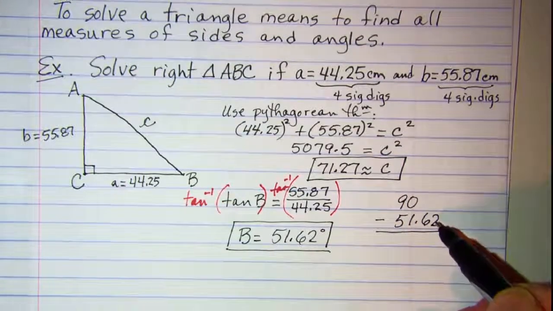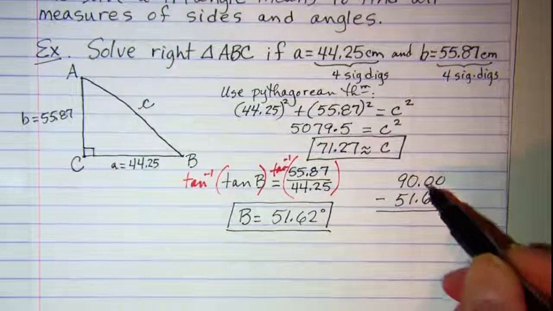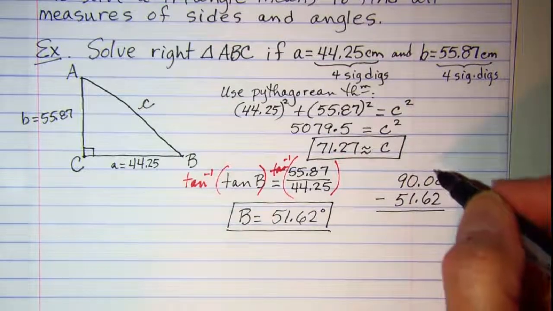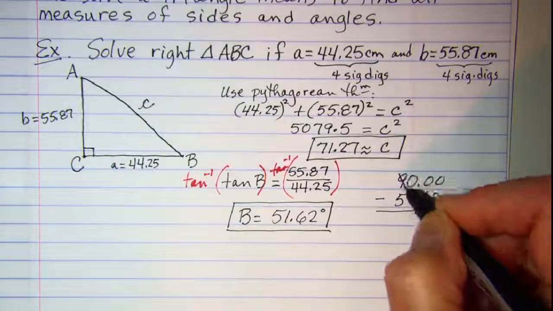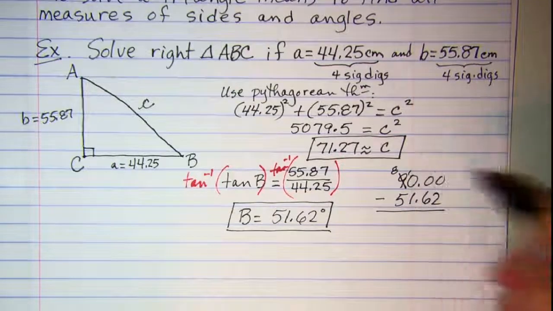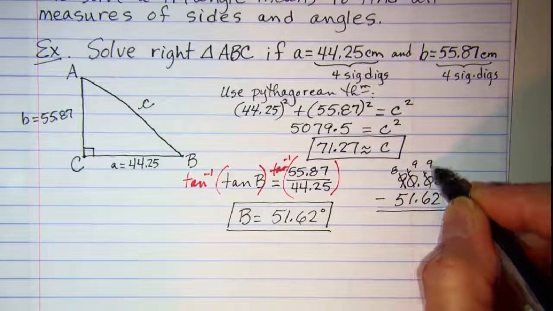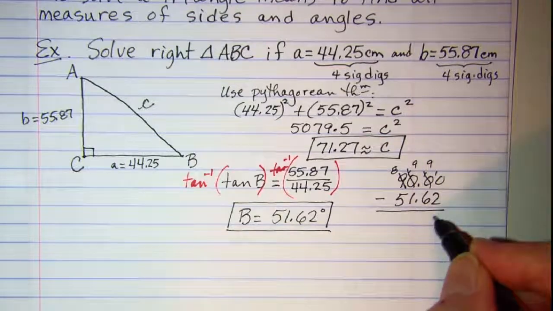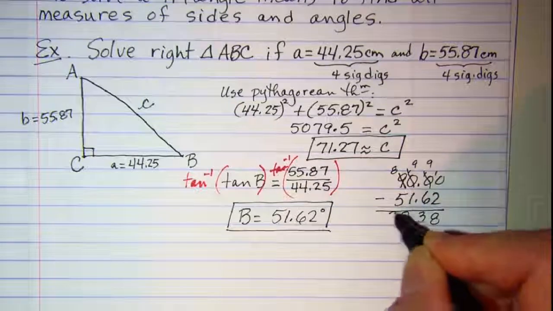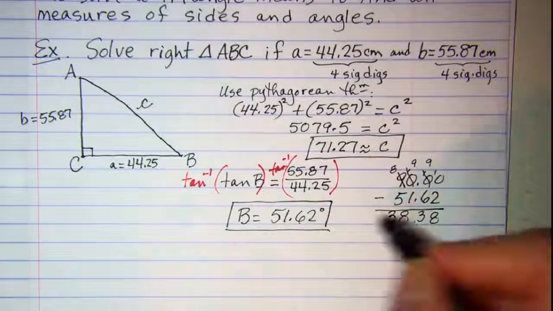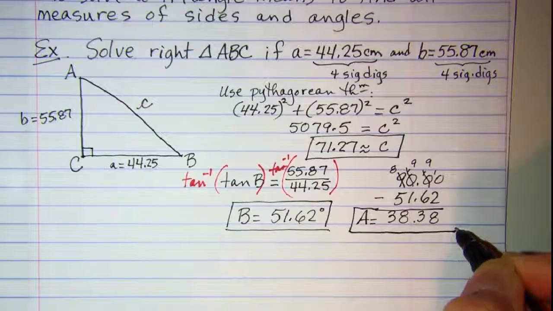This is decimal degrees, so I don't need to worry about borrowing a degree. I'm just going to borrow as we normally would in base 10. So this becomes an 8 and 10 there. And then this is 9 and 10 there. And this is 9 and 10 there. So we have 8, 3, 8, and 3. So looks like angle A is equal to 38.38 degrees.